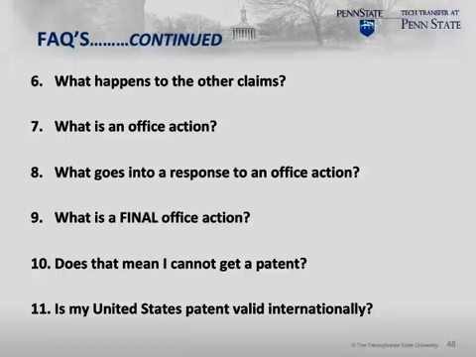What is a final office action? A final office action is issued when the examiner did not find the amendments and/or arguments persuasive and is maintaining his or her rejections or has found new grounds for rejecting the claims.